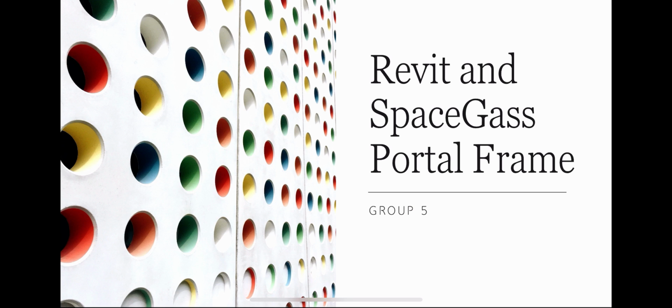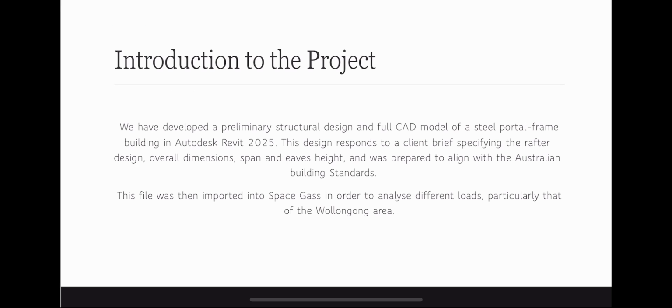Everyone, today we'll be discussing our portal frame group project that has been prepared in Revit and Spacegass. We've developed a preliminary structural design and full CAD model of a steel portal frame building in Autodesk Revit 2025. This design responds to a client brief specifying the rafter design, overall dimensions, span and eaves height, and was prepared to align with the Australian building standards. This file was then imported into Spacegass in order to analyze different loads, particularly that of the Wollongong area.